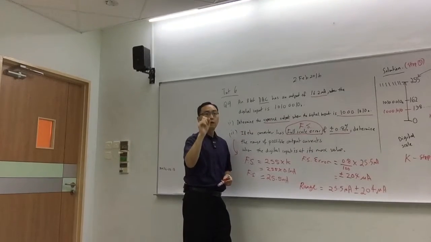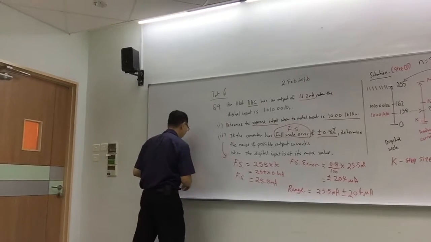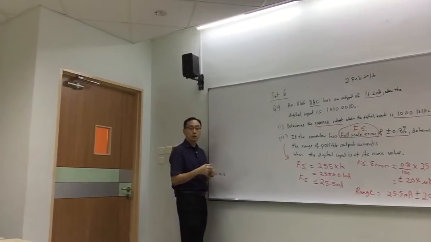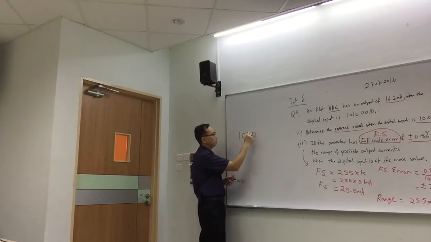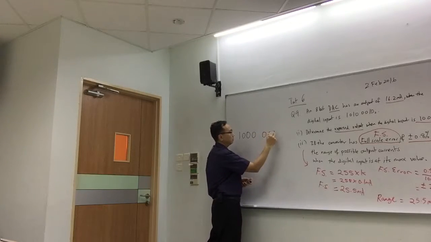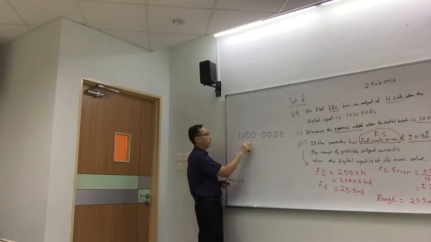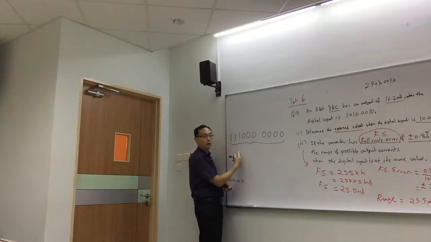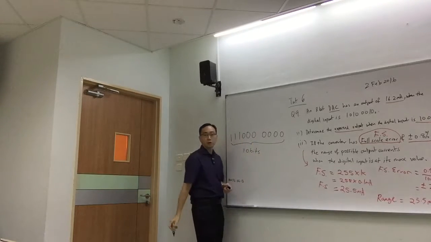If your calculator cannot handle it, don't be scared, don't worry. Can you still work it out? Let's say, for example, I give you a simple one. This one is 8 bit. I add another 2 more bits. So how many bits are here? 10 bits, right? Can you convert this into a decimal equivalent?